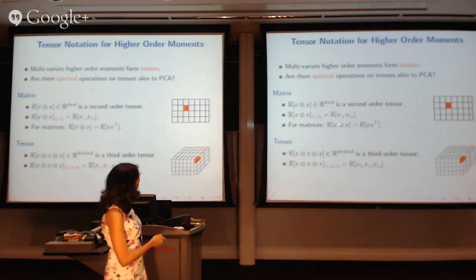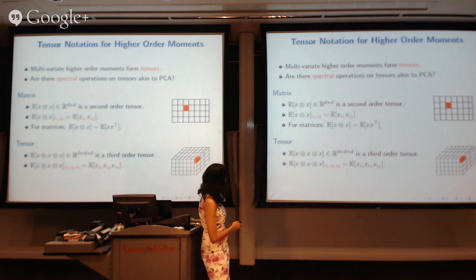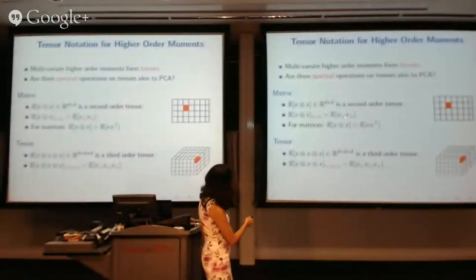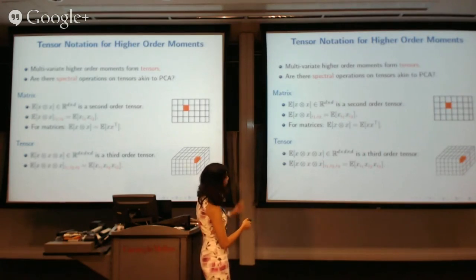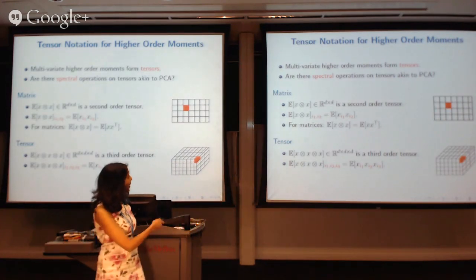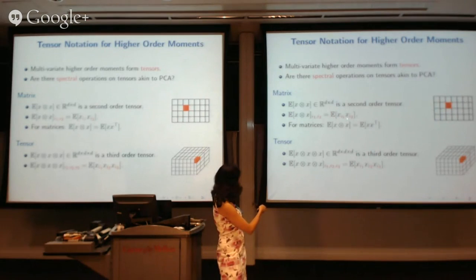For matrices, I'm going to use the notation x Kronecker times x, which is an outer product of the vector x. For matrices, this is nothing but similar to taking x x transpose. The convention is that if I ask for the i1-th row and the i2-th column of this outer product, that is nothing but the moment between the i1-th dimension and the i2-th dimension. So this is the indexing convention: if I take this matrix and ask for the (i1, i2) entry, that represents the correlation between the dimensions corresponding to i1 and i2.